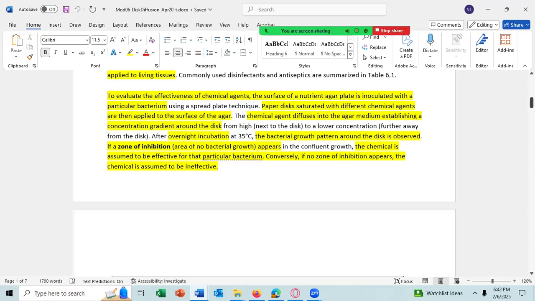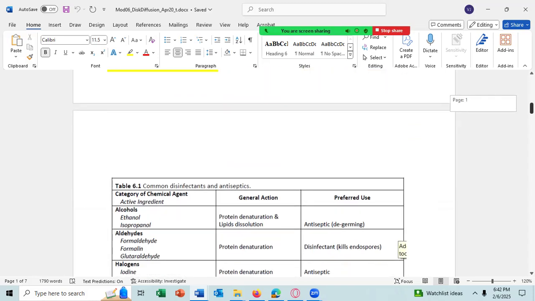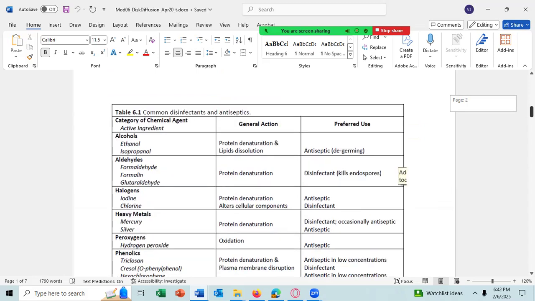Any question about any of that? I'll talk in a little bit about what we mean by sensitive and resistant, but they have a special definition.